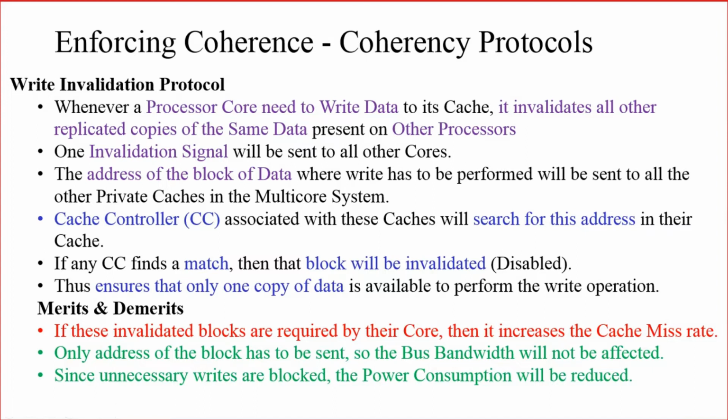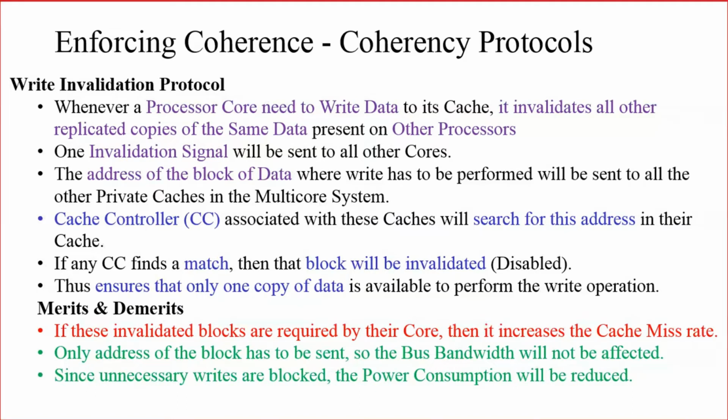Say, for example, I have invalidated address location D present in core 4. But after some time, core 4 is trying to access the data from the same invalidated location D. So what will happen? The core will not be able to get the data from D. Why? Because D is invalidated by the cache controller. So a cache miss will occur because the core was not able to take the data from the cache.